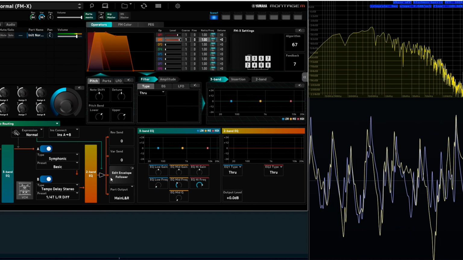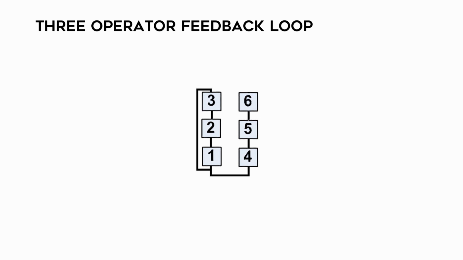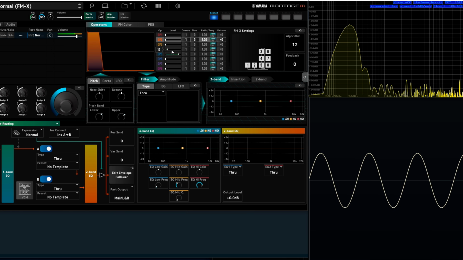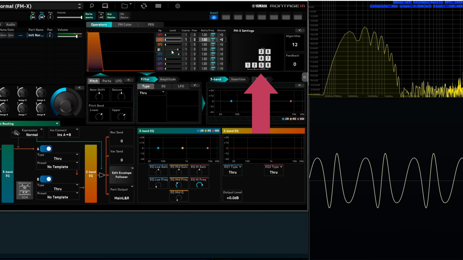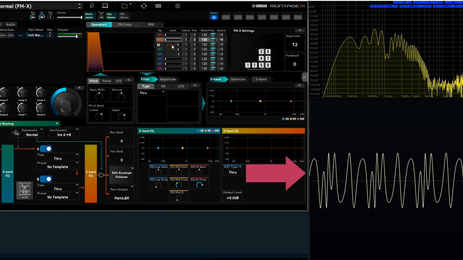By the way, there is one algorithm only that lets you incorporate more than one operator into a feedback loop for extra heavy distortion. Here, the output of operator 3 is fed back into the carrier up to 7 times, which can create some super rough distortions or even a sound similar to noise, which then can be used to create hi-hat sounds or wind noises.